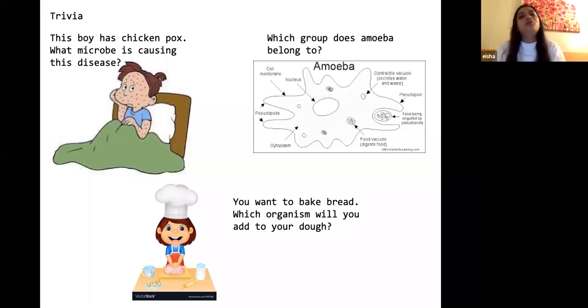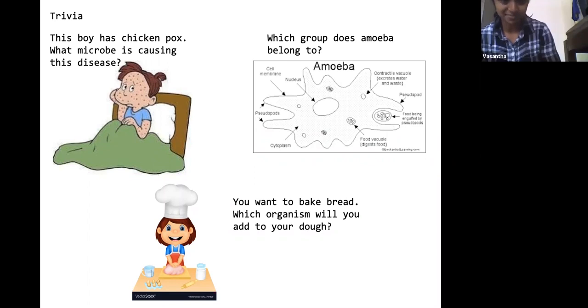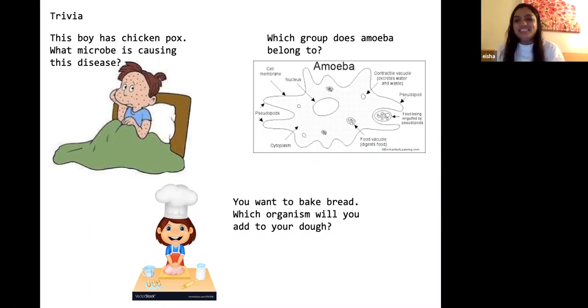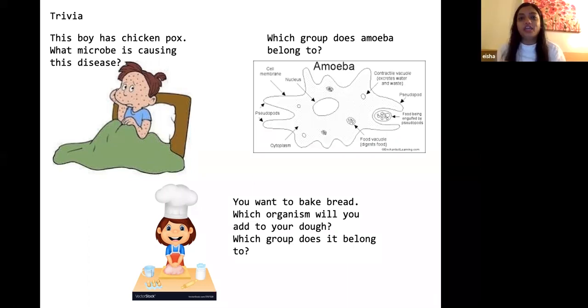The third question: you want to bake a cake, what will you add? What organism will you add in the cake? Bacteria? Fungi? Yes, yeast. And yeast is what? It's a fungi. Correct. So you add yeast in order to bake your cake because it helps your cake to rise, and it belongs to the group fungus.